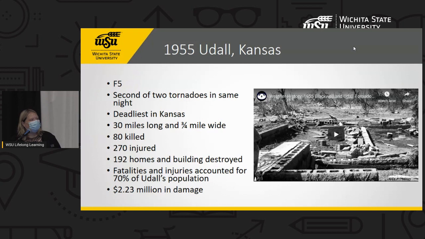It traveled about 30 miles, and it was 3/4 mile wide, so it was a pretty large tornado. It killed 80 people, and it injured 270 people. Now, in numbers, compared to some of those other tornadoes, it's not all that great, but those numbers account for 70% of the population of this town. So it affected almost everybody there. It destroyed about 192 homes and buildings, and it caused $2.23 million in damage.